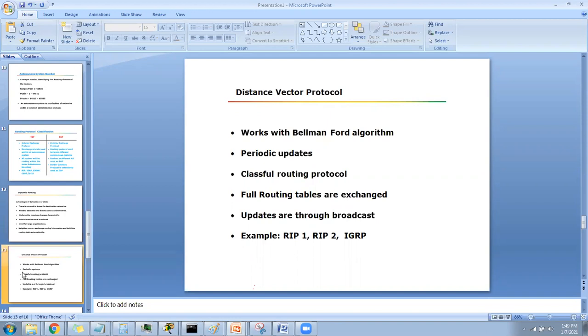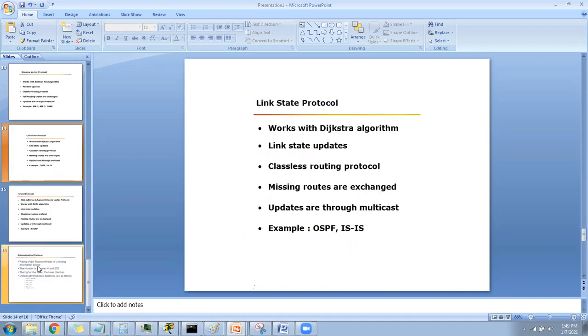Next, the other big thing is the link state protocol. Distance vector protocol, link state protocol. The link state protocol works on the Dijkstra algorithm. The distance vector protocol was working on the Bellman-Ford algorithm; this one works on the Dijkstra algorithm.